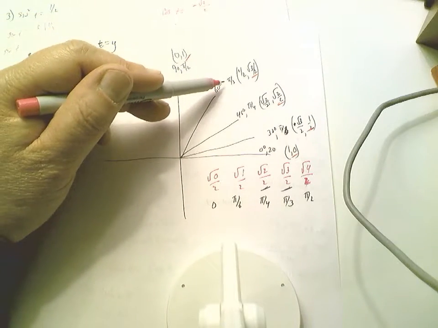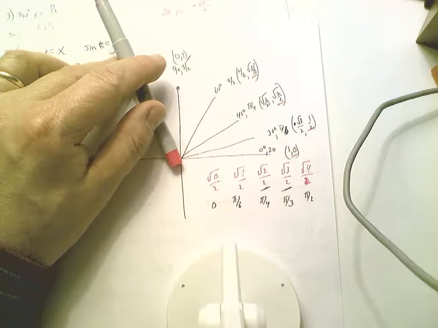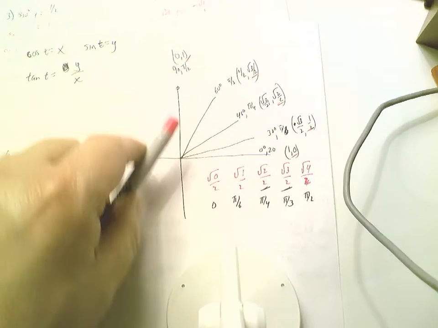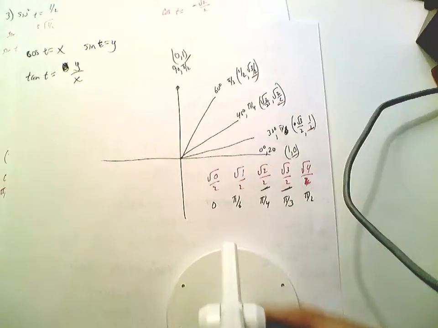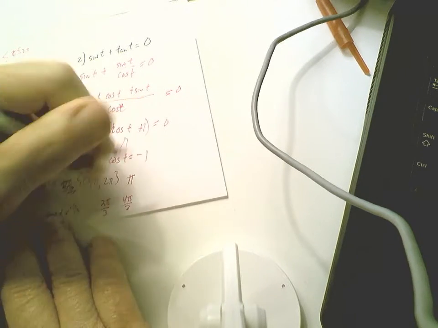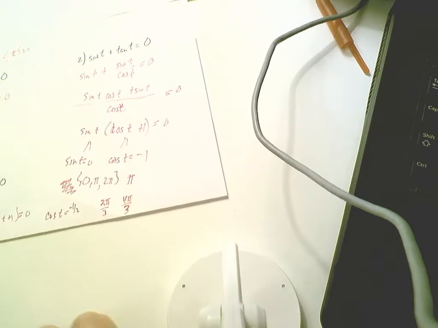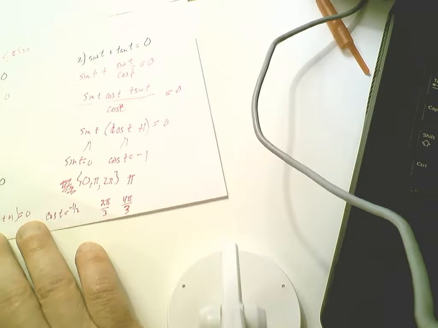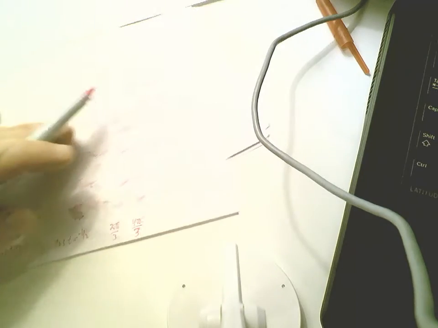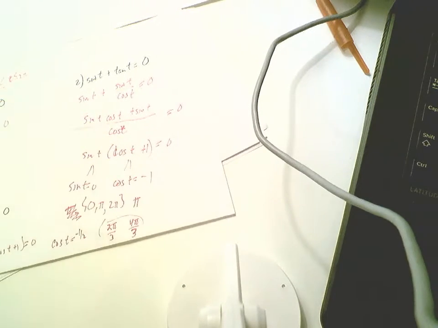Well, the companion with pi over 3 is going to be 2 pi over 3. The companion with pi over 3 down here is 4 pi over 3. My other solutions lie at 2 pi over 3 and 4 pi over 3. So I have 5 solutions: 0, pi, and 2 pi, and 2 pi over 3 and 4 pi over 3 that work for this one.